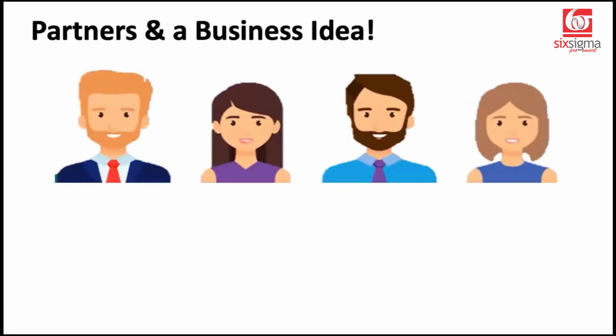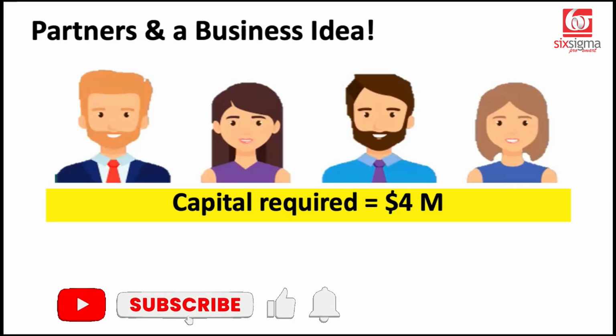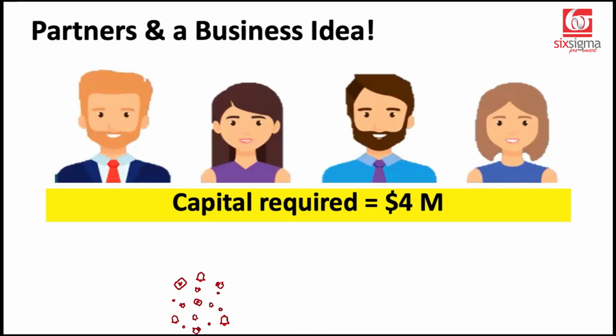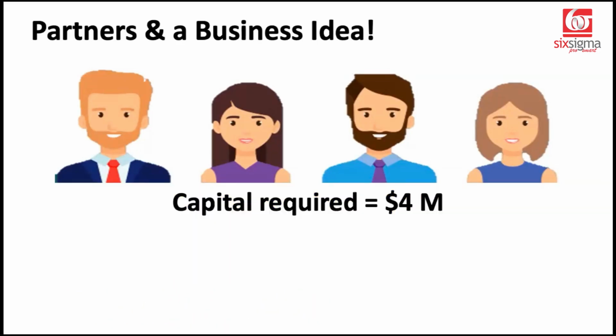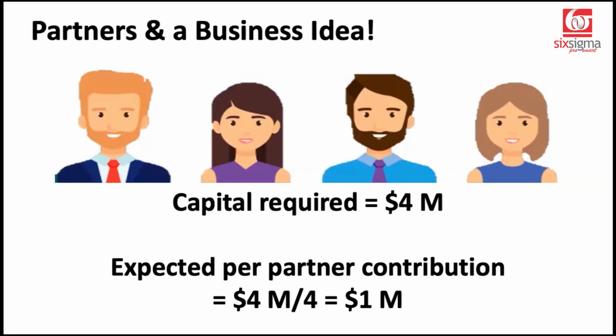So let's say there are four friends who want to become business partners. They have a business idea and they want to start the business in partnership. They estimate the initial capital required is $4 million. Now, if they want to put equal effort and want to claim equal rights on the business, I think you can imagine how much each partner should contribute. It'll be 4 million divided by 4. That'll be 1 million each. That's what initially is agreed upon.